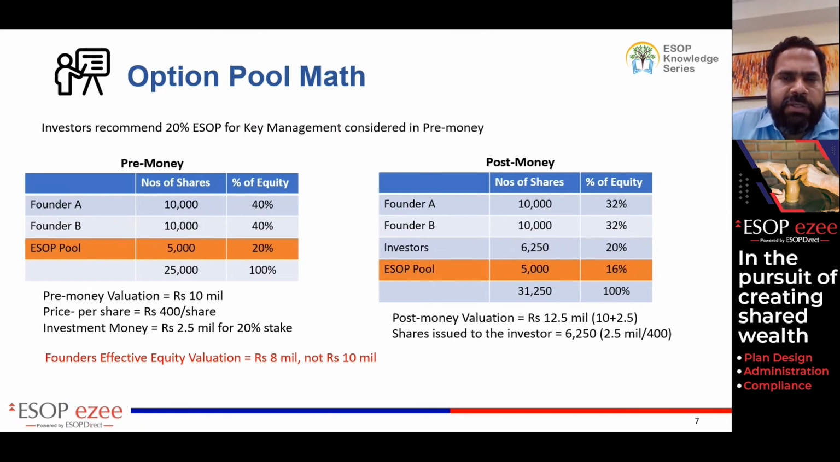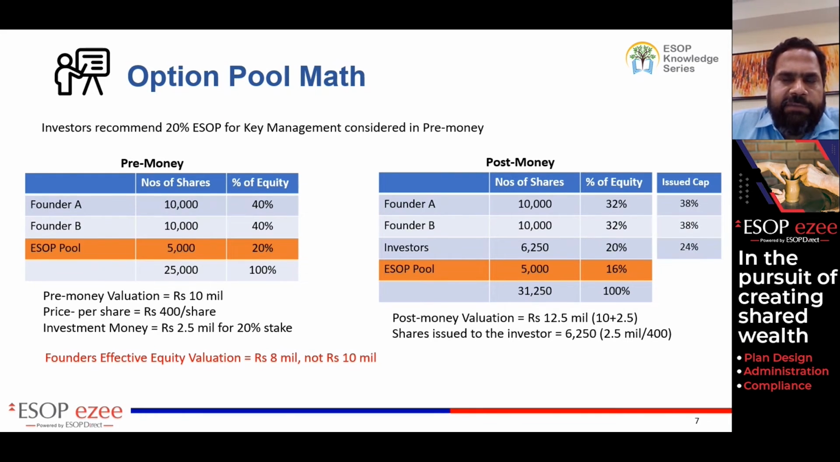Now, this is happening because the ESOP pool is considered pre-money, and we have to maintain that same 20% for the investors. So investors are not diluting because of this ESOP pool creation. Okay. But in reality, now assume that this 5,000 is not issued at all. It is just a reserve.